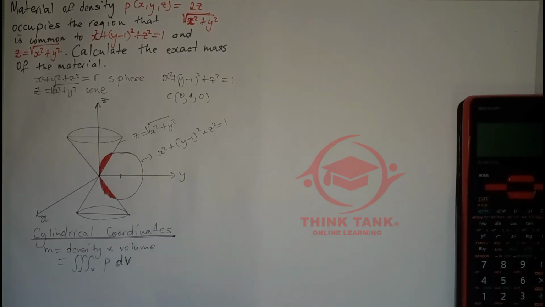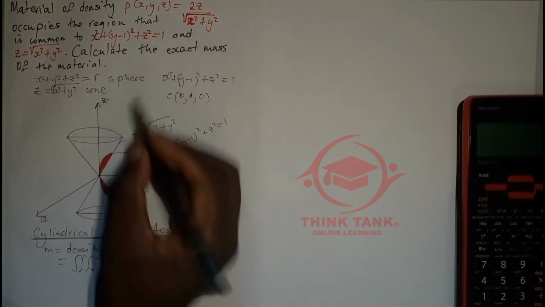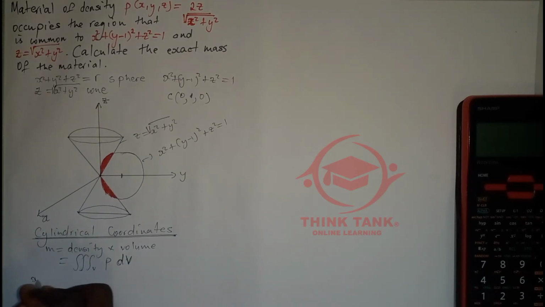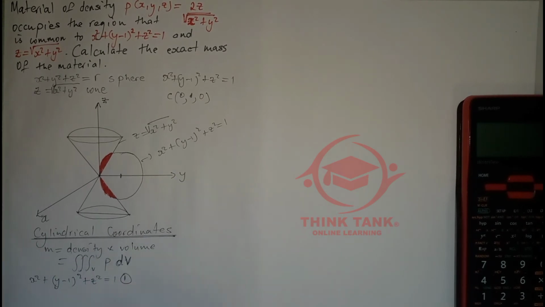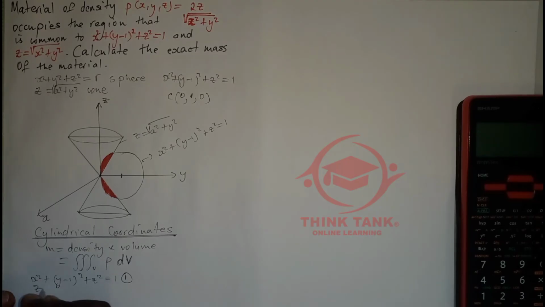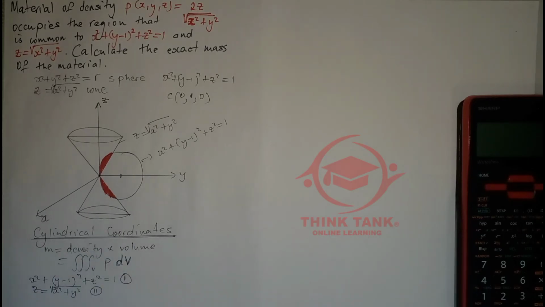So for dV here, I'm going to write this equation: x squared plus (y minus 1) squared plus z squared equals 1. I'm going to call it equation 1. And we have z equals the square root of x squared plus y squared, and this one is going to be equation number 2. But we're looking for the intersection.